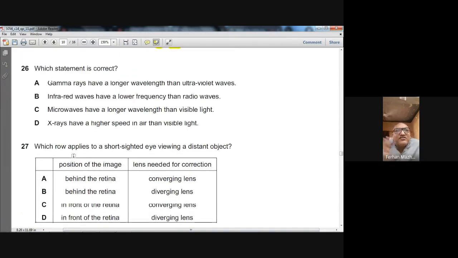Which statement is correct? Gamma rays have a longer wavelength than the ultraviolet. Let me take out the pen.